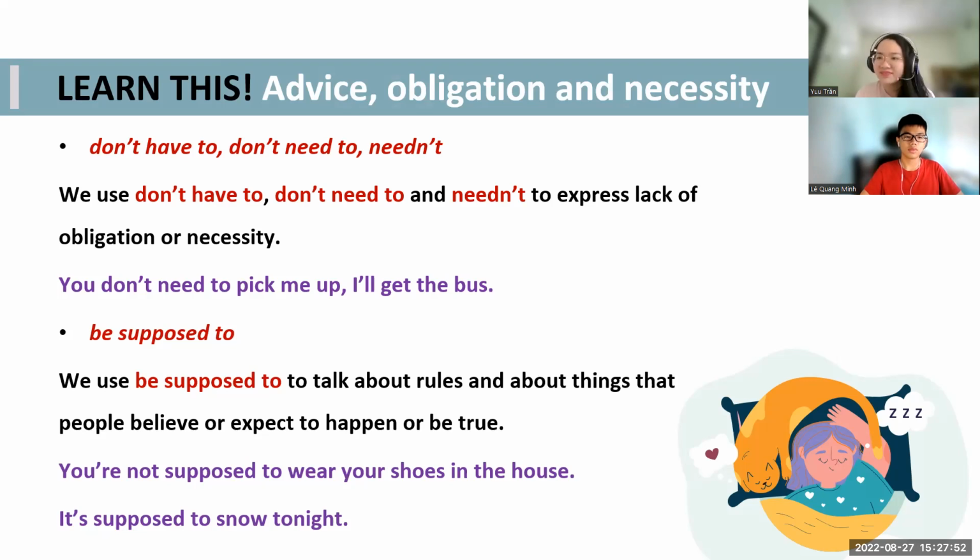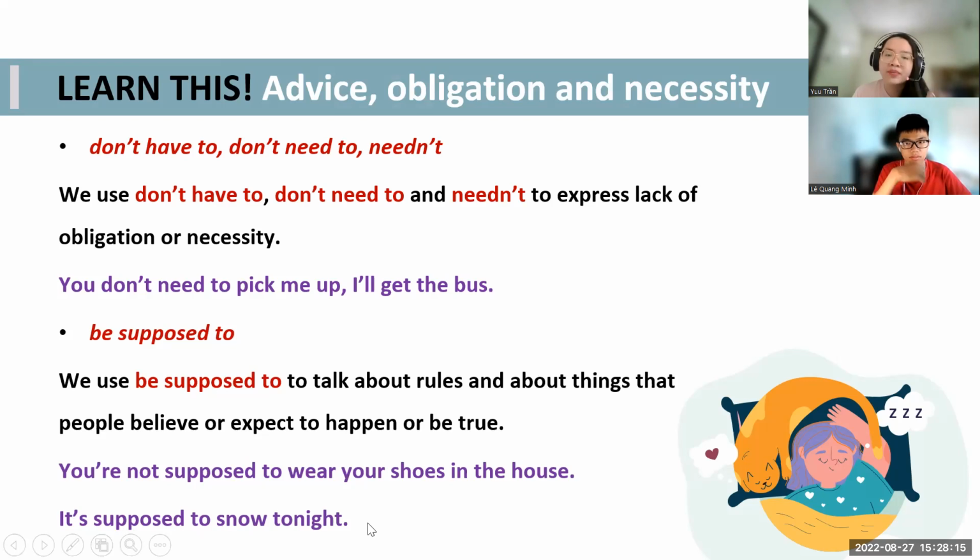Đúng chưa nào? Rồi, ví dụ như khi trẻ con hỗn với người lớn đúng không? Thì ba mẹ sẽ răn con như thế nào? Con không được phép hỗn với người lớn. You're not supposed to talk back to adults. Đúng không nào? You're not supposed to talk back. Ok? Rồi. Tiếp theo, it's supposed to snow tonight.